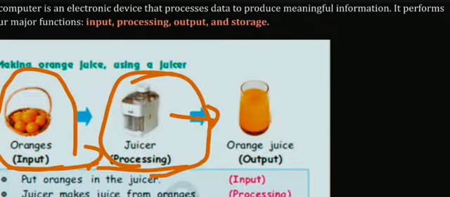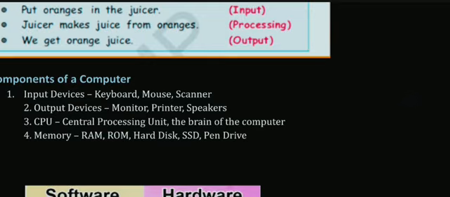For example, you have prepared the orange juice and you don't want to drink it at that time. You go and keep that orange juice inside the fridge. That is our store example, we can give that as storage. It means you have already prepared the output for the data and you have stored it somewhere in the system, that is our storage. Now we learn about the components of the computer.